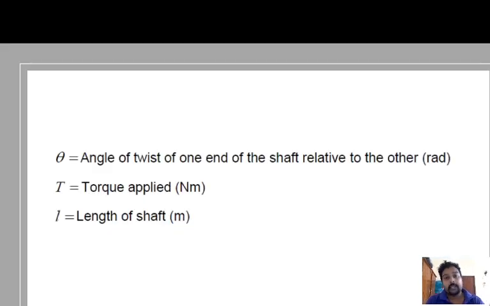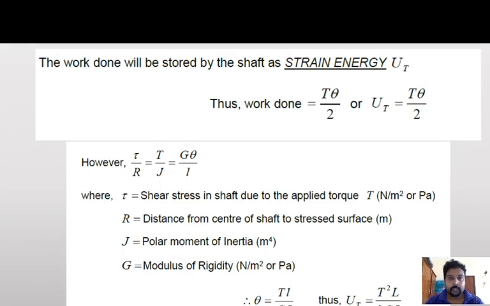Theta is the angle of twist of one end of the shaft relative to the other. T is the torque applied. L is the length of the shaft. So the work done due to the strain energy of applying a torque is basically half times force and the deflection. The force is actually a torque, therefore it is half torque into the deflection, that is theta. So it is half T theta, or U_T.